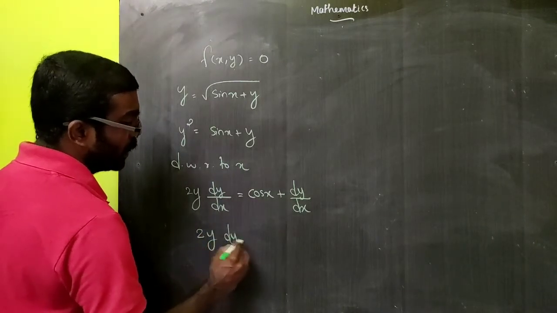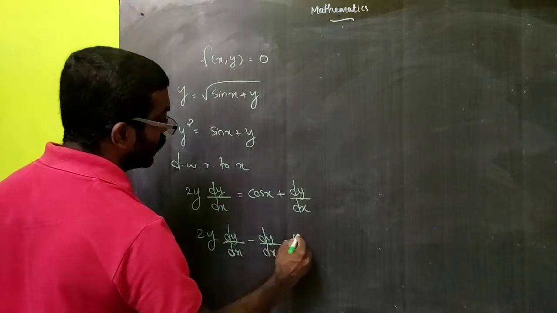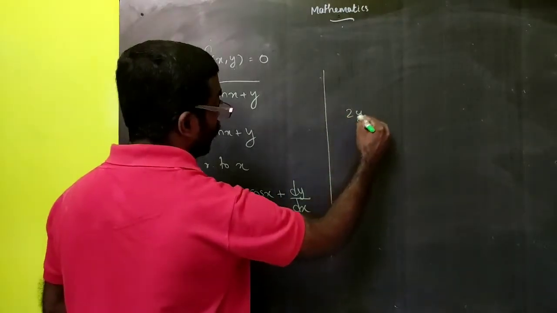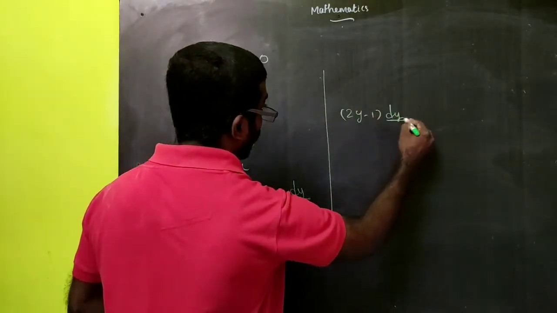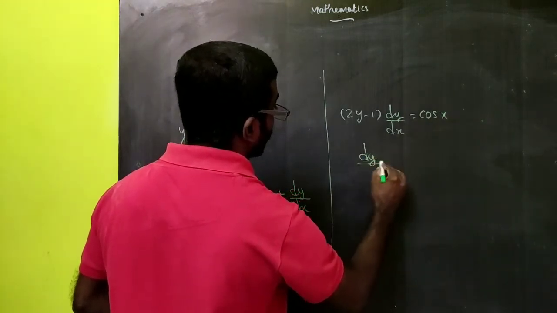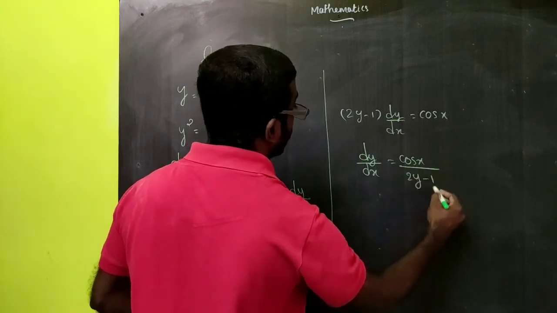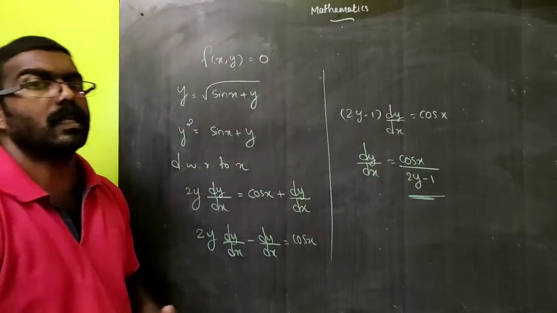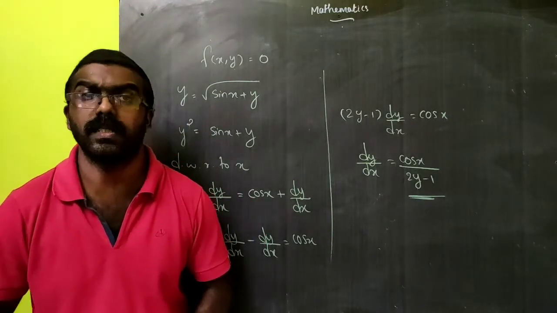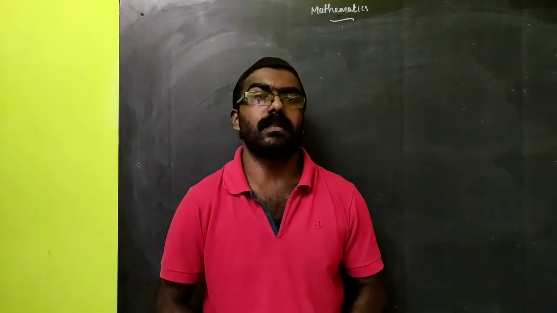So 2y dy by dx minus dy by dx is equal to cos x. Here we can take dy by dx common. So 2y minus 1 into dy by dx is equal to cos x, or dy by dx is equal to cos x divided by 2y minus 1. Okay, this is the method for differentiating implicit functions. Clear? Next is derivatives of inverse trigonometric functions.